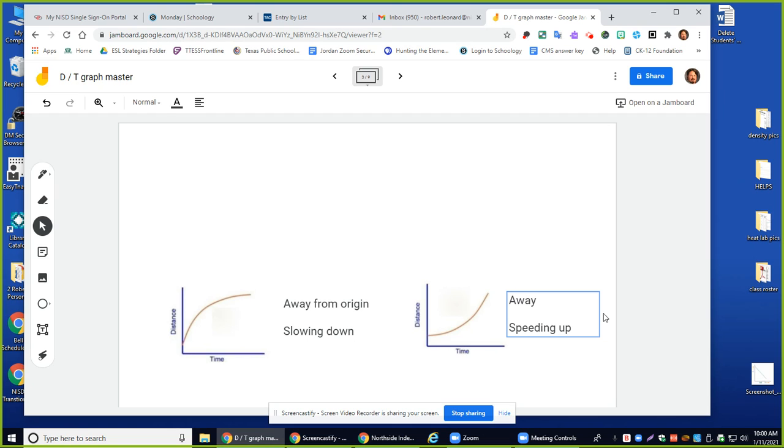It doesn't matter what direction. If it goes that way, that's speeding up. If it goes that way, that's speeding up. Think about it like a hill. This hill would be very easy to walk up. That hill would be hard to walk up. That hill would be very hard to walk up. So the steeper the hill, the faster it's going. In other words, it is speeding up because it starts to point upwards.